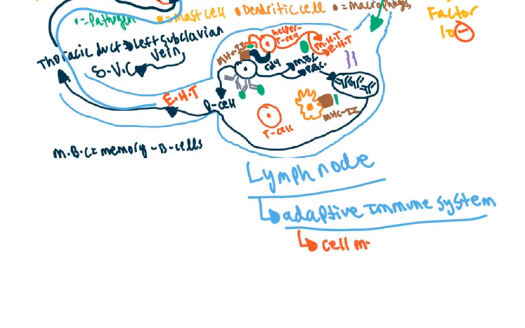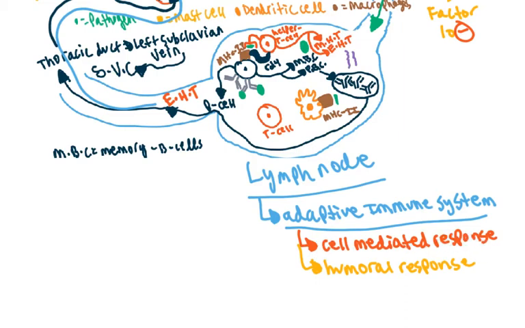So adaptive immune system takes place here, and some things in our adaptive immune system are the cell-mediated response, so dealing with the T lymphocytes and the cytotoxic T cells and all that, and our humoral response, so dealing with our B lymphocytes. All right, so cell-mediated response involves our T lymphocytes, like our memory T cells, helper T cells, effector helper T cells, and cytotoxic T cells, which is a class of T lymphocytes. Humoral response is mostly our B lymphocytes.